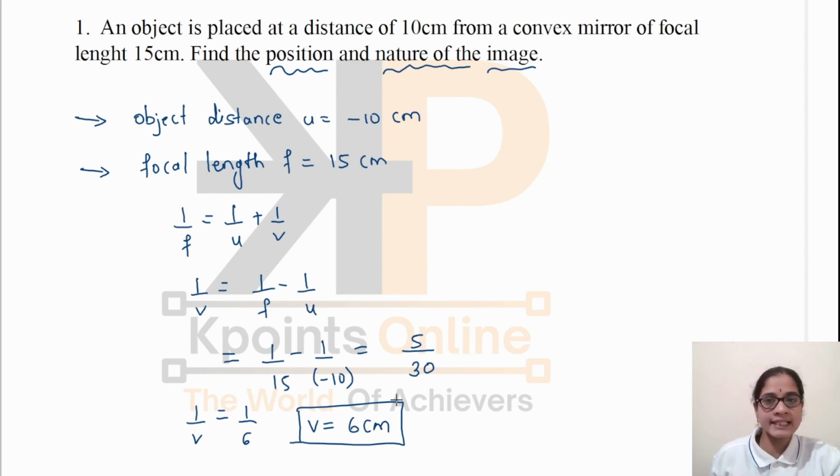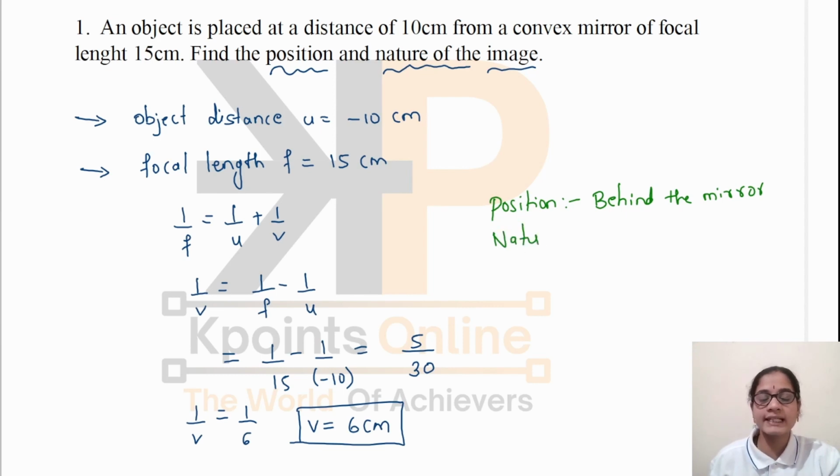And also we know that in case of convex mirror, the image which is formed behind the mirror is virtual and erect. So let us write the nature of this image formed. Position, it is formed behind the mirror. And what is the nature of the image formed? It is virtual and erect.